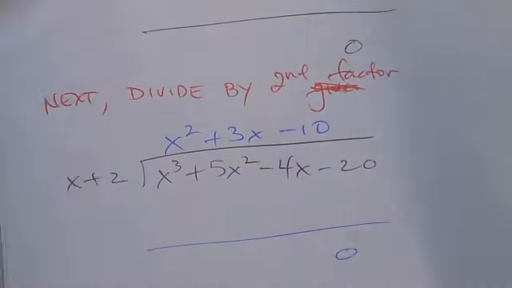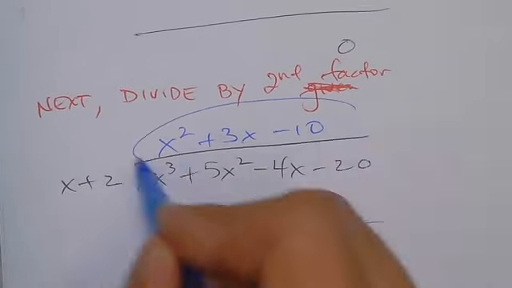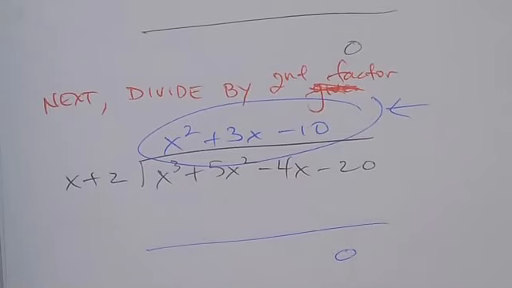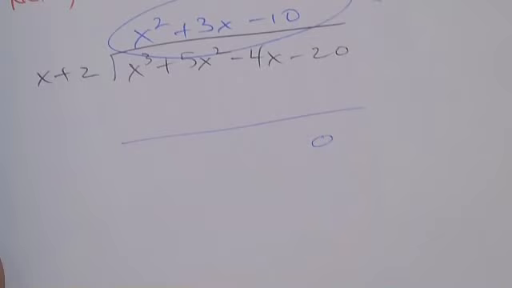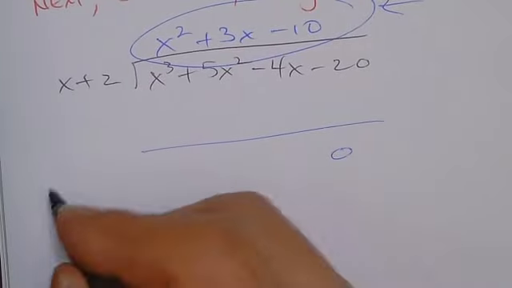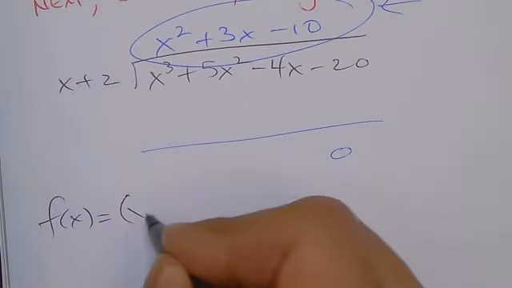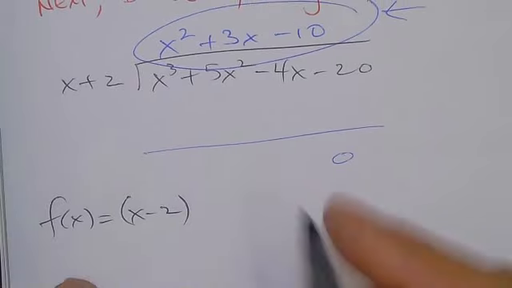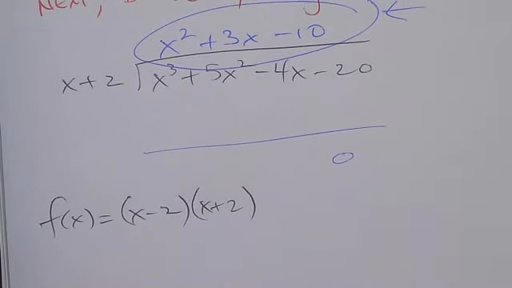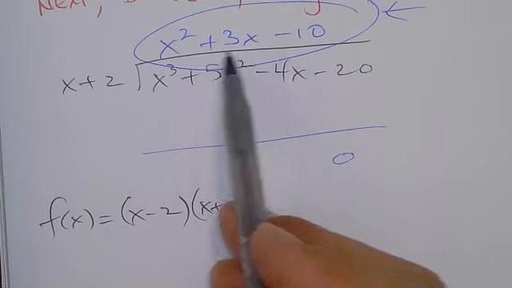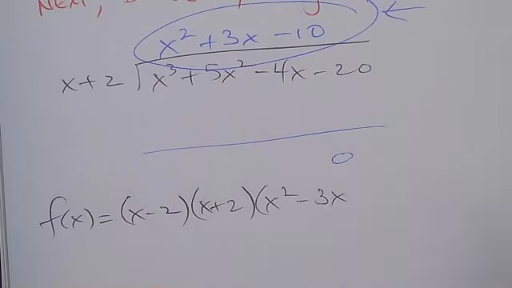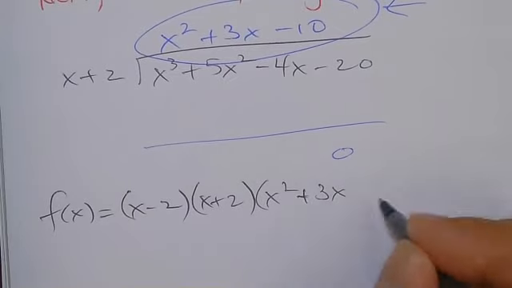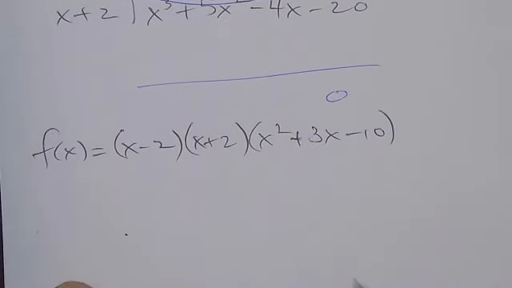But when you do and you get it right, and you know it's right because you get remainder 0, now you're left with this. You're eventually breaking everything down until you get to a quadratic. Once I got a quadratic, it's factorable. So what do I know? Right now I know that this polynomial function is the product of x minus 2, which was the first one they give you, times x plus 2, times this, times the next dividend, x squared plus 3x minus 10.